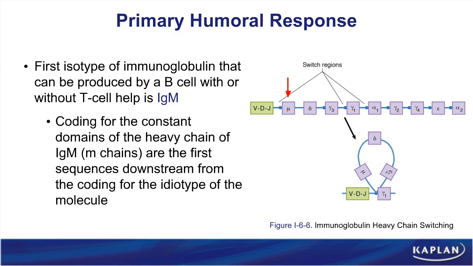And recall, until we come in contact with antigen, the only two isotypes we are going to be able to make are going to be the IgM, which is encoded by mu, and the IgD. So anywhere past that delta, right here, we don't have access to until we come in contact with antigen. So let's talk a little bit more about IgM and the primary humoral response.